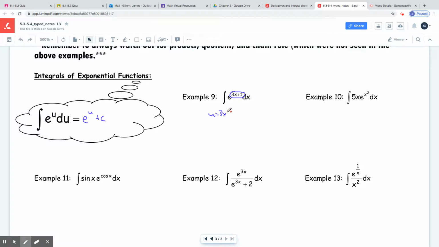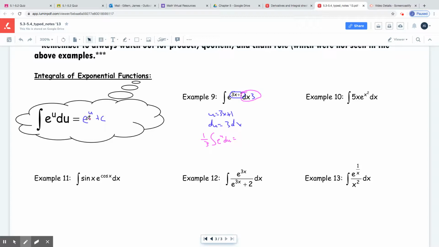So I make u 3x plus 1. Now it's all the same steps we've been doing. The derivative of that is 3 dx. I have to add a 3 because I need all of du to be there. So there's my du. I put 1/3 on the outside, and I am left with e to the u du.